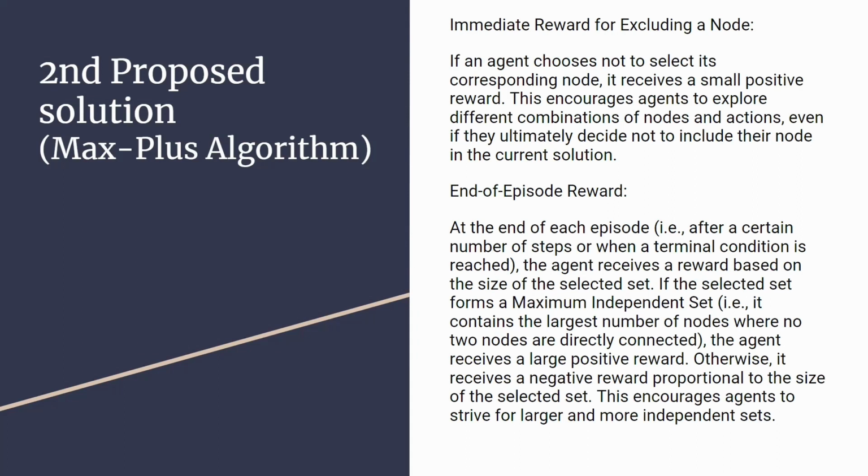Now, talking about the end of episode reward. At the end of each episode, that is after a certain number of steps or when a terminal condition is reached, the agent receives a reward based on the size of the selected set. If the selected set forms a maximum independent set, that is, it contains the largest number of nodes where no two nodes are directly connected, the agent receives a large positive reward. Otherwise, it receives a negative reward proportional to the size of the selected set. This encourages agents to strive for larger and more independent sets.